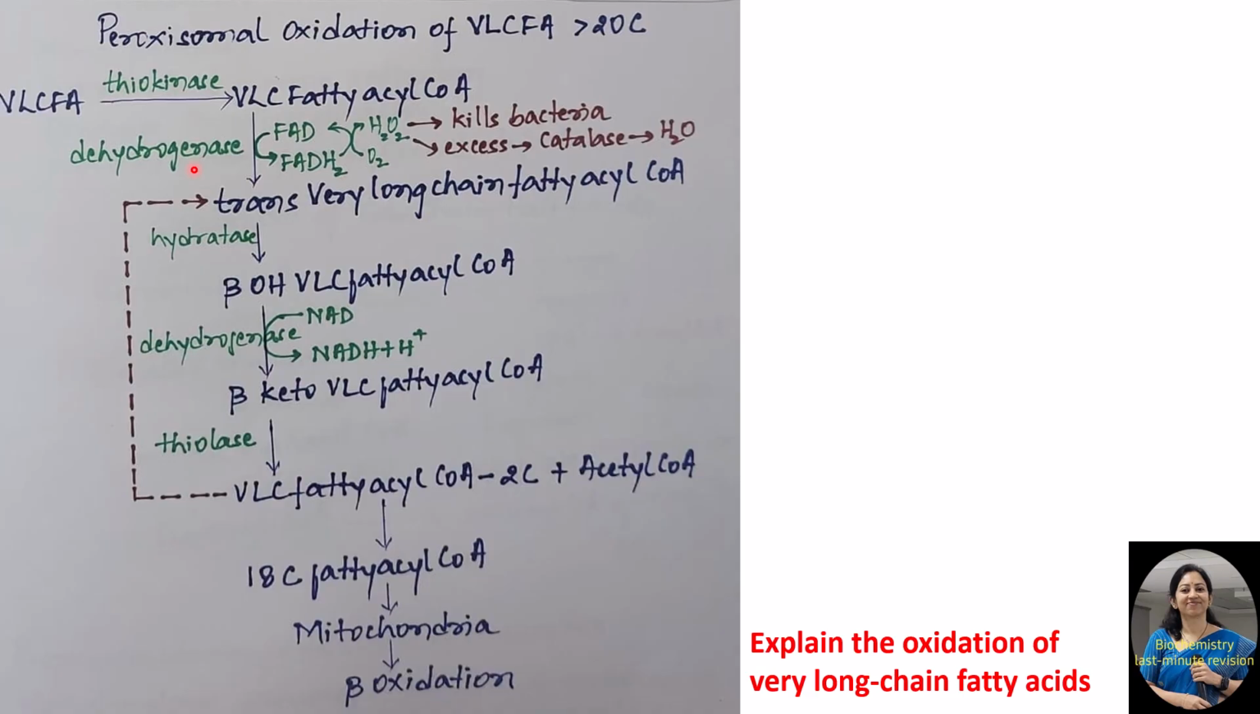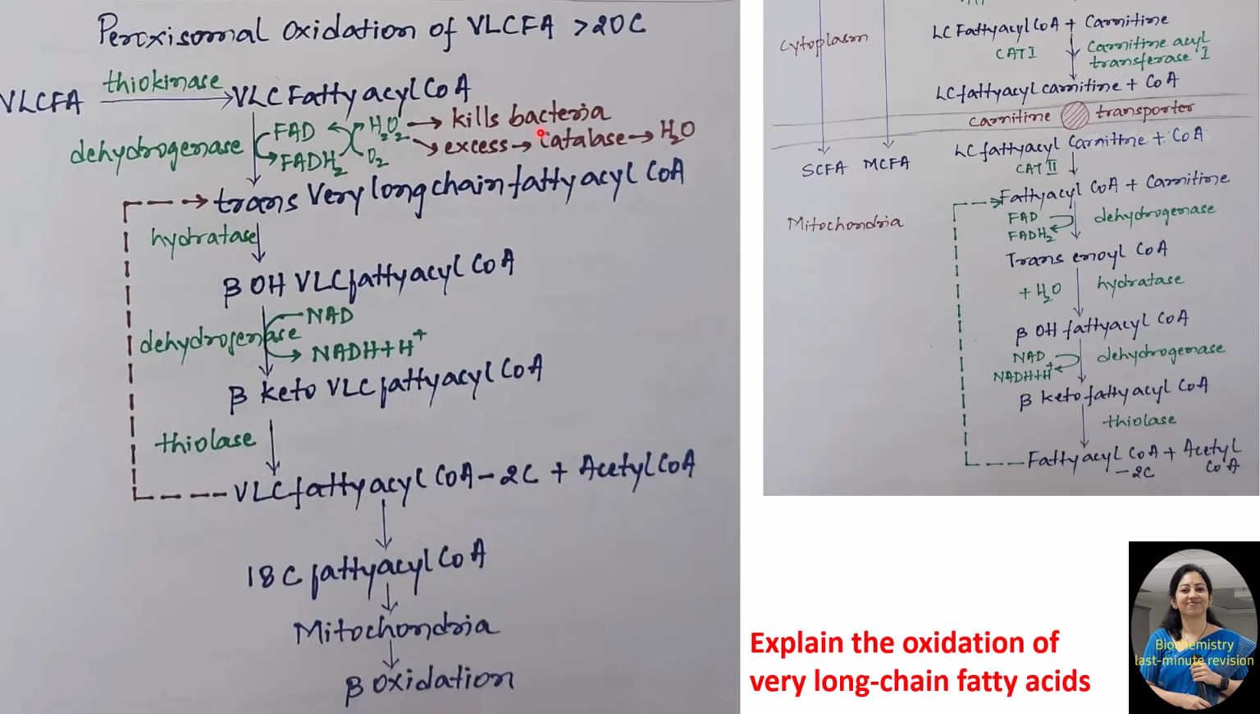Now let's compare and contrast this with beta oxidation. What's the difference between peroxisomal oxidation of very long chain fatty acids and beta oxidation of long chain fatty acids? See, just check out, the first step is very much similar, but in peroxisome, this FADH2 that is formed during the first step of the reaction donates the hydrogen atom to oxygen and this gets converted to hydrogen peroxide. Now this hydrogen peroxide is utilized to engulf all the pathogens that enter inside the cell.